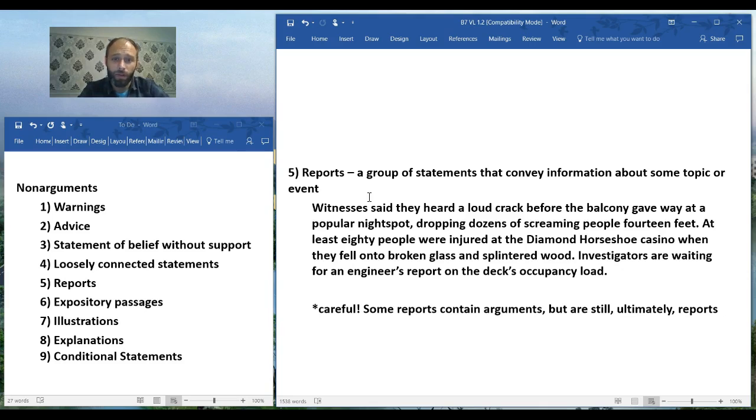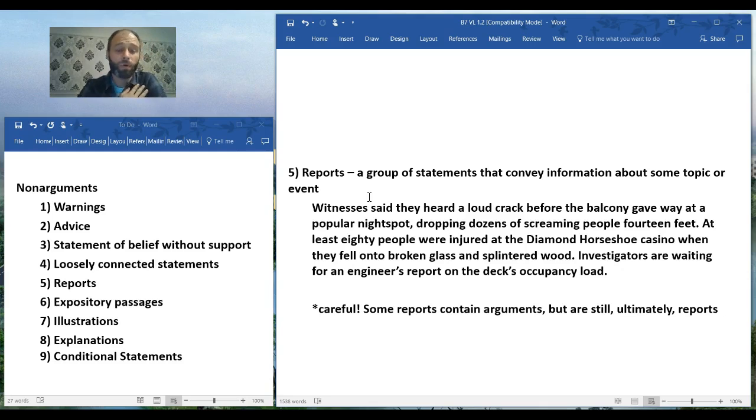There are multiple statements here, right? So witnesses said they heard something, at least 80 people were injured, and investigators are waiting for an engineer's report. So we have three statements, but none of the statements give us reason to believe any of the other statements. So again, no inferential link here. Now, something you want to be careful about with reports. Some reports actually contain arguments, but they're still, for purposes of tests and on the homework, ultimately reports.